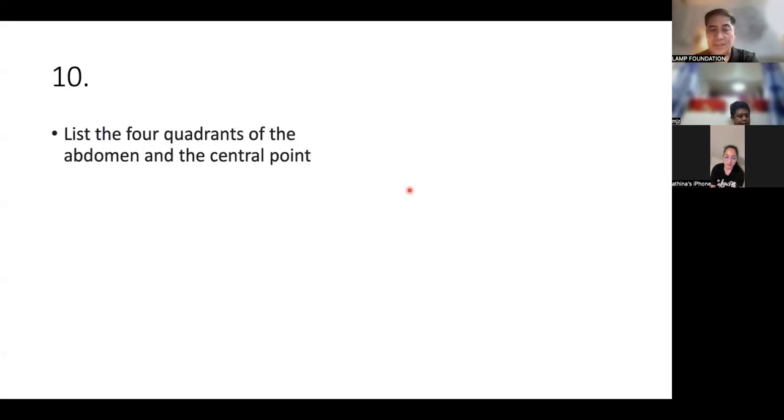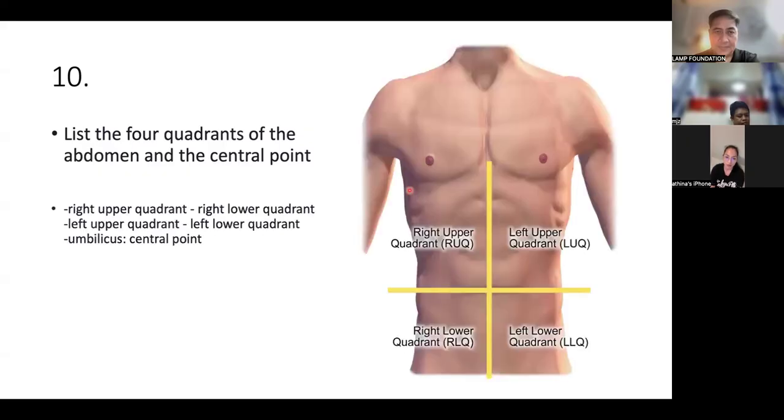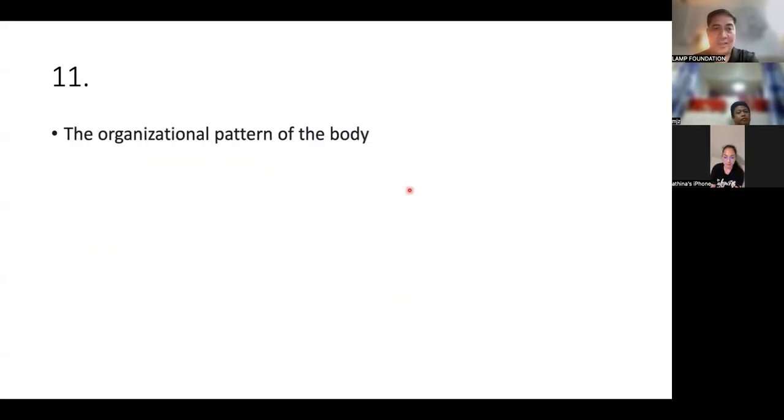List the four quadrants of the abdomen and the central point. What do you call the central point? The central point is the umbilicus. There's the right upper quadrant, right lower quadrant, the left upper quadrant, and the left lower quadrant. Great. So we refer to this as RUQ, LUQ, RLQ and LLQ. So in the center would be the umbilicus.